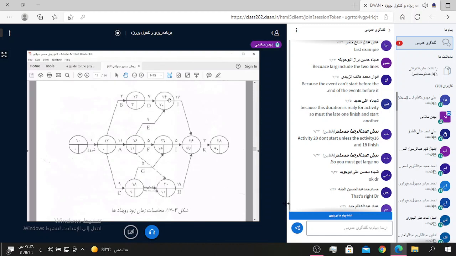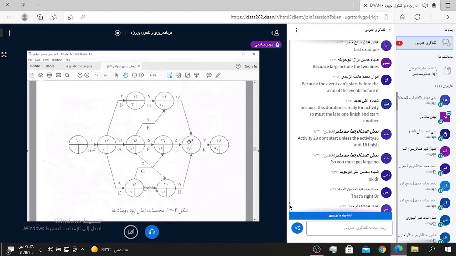Node 24 is related to node 14 and node 16. In node 14, 3 plus 7 equals 10. And node 16, 11 plus 9 equals 20. We use 20 as the ES for node 24.